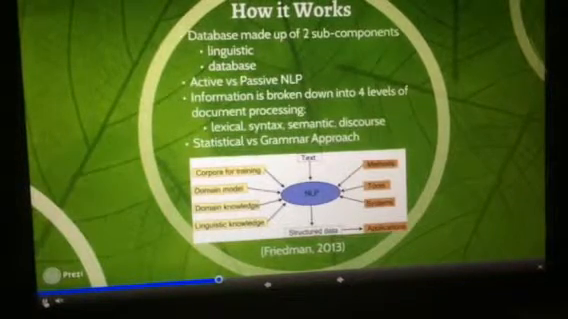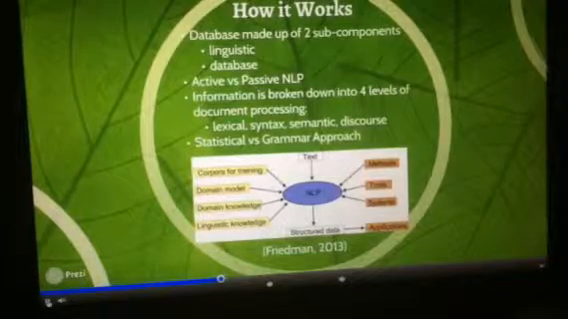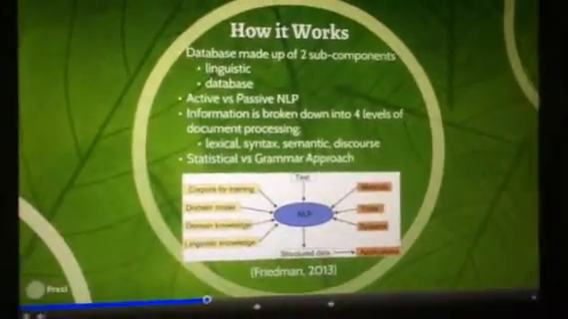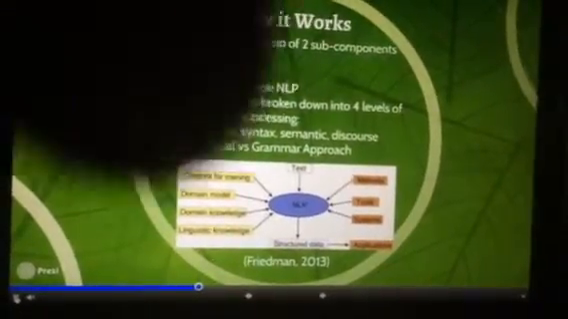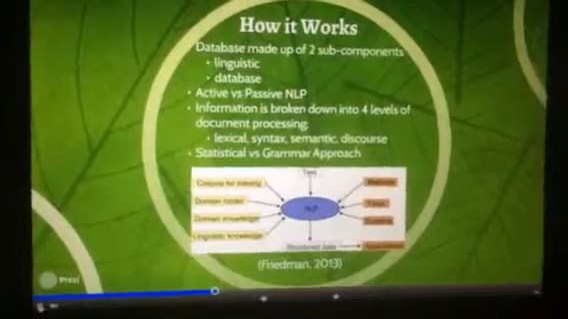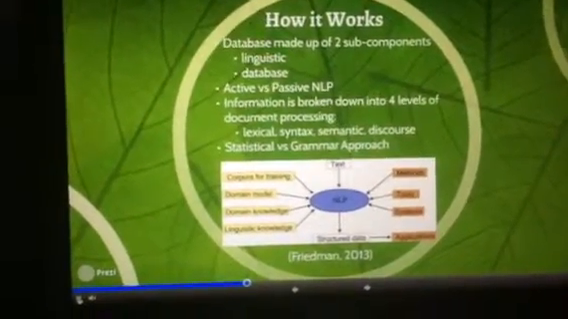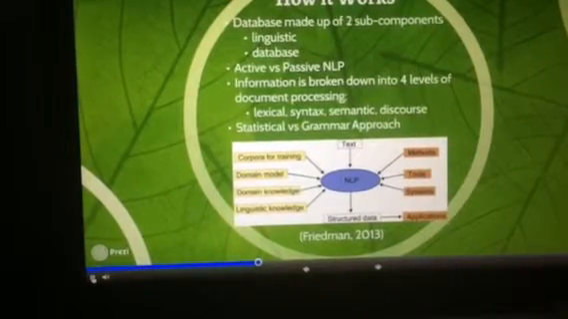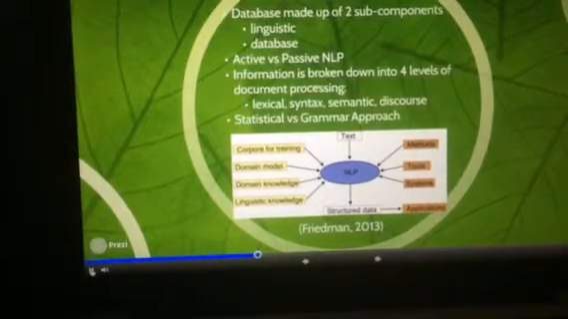user. The information within the system is then broken down into different processing levels for the system to comprehend before extraction. There are 4 levels of document processing, and they are lexical, syntax, semantic, and discourse. Each processing level, previously mentioned, breaks down the document into different forms of granularity.